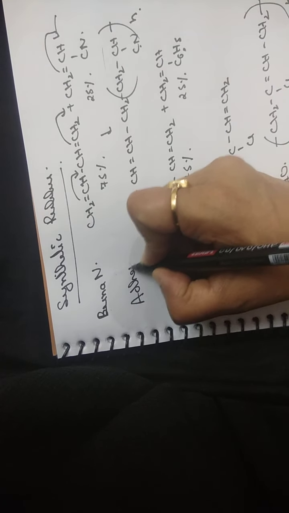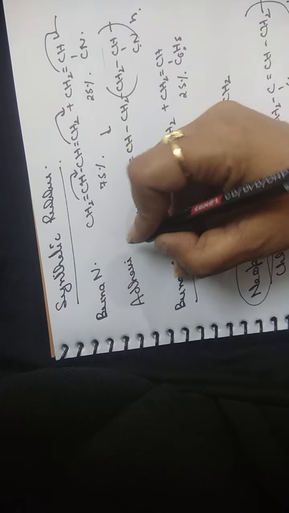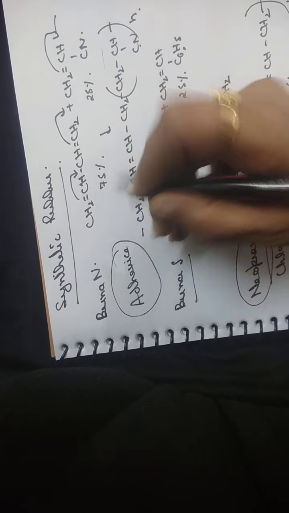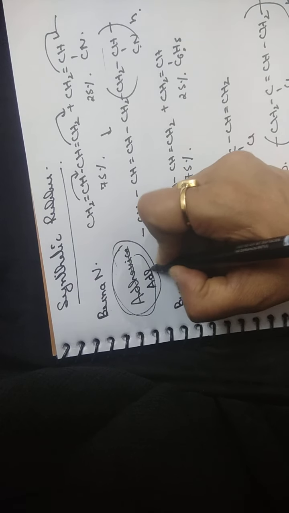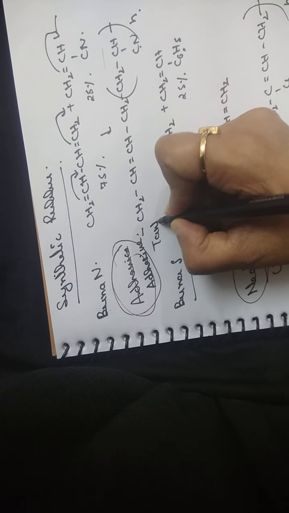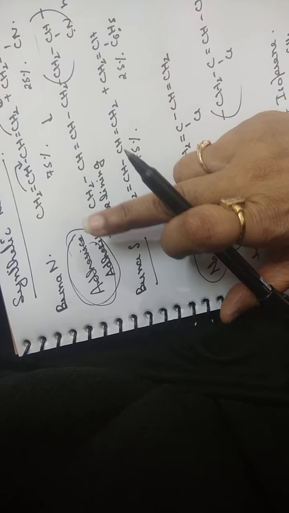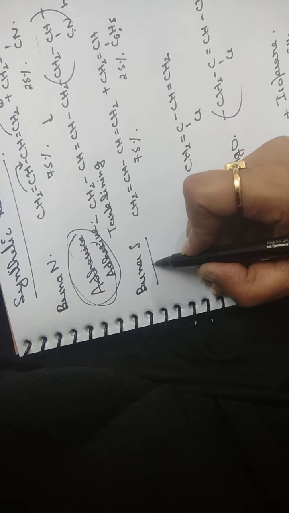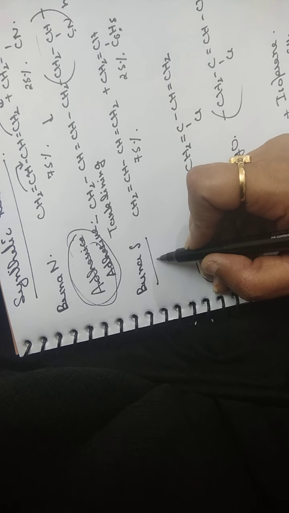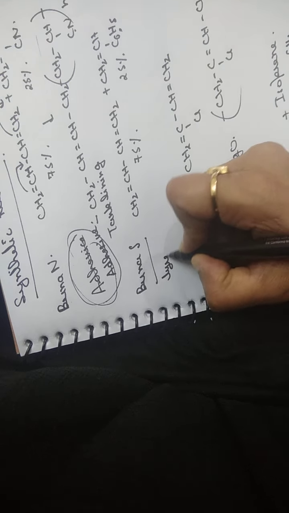Now Buna N. Buna N is used as an adhesive. Adhesive is the use of any rubber. So you can straight away write down that they can be used as an adhesive. Then Buna N is used in tank linings of the tank, and it is also used in shoe heels. Buna S can be used in tire industries. It is used in shoe soles, and it is again used as an adhesive.